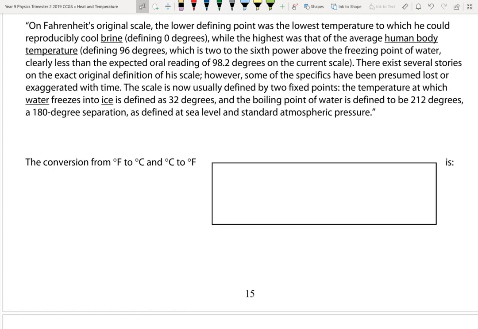We don't want to spend too much time on it. It won't be in the test. But what have we got? Degrees Celsius is F take 32, divide it by 1.8, which is the same as timesing it by 5/9. And Fahrenheit is going to be degrees Celsius times by 9/5, and then add 32.